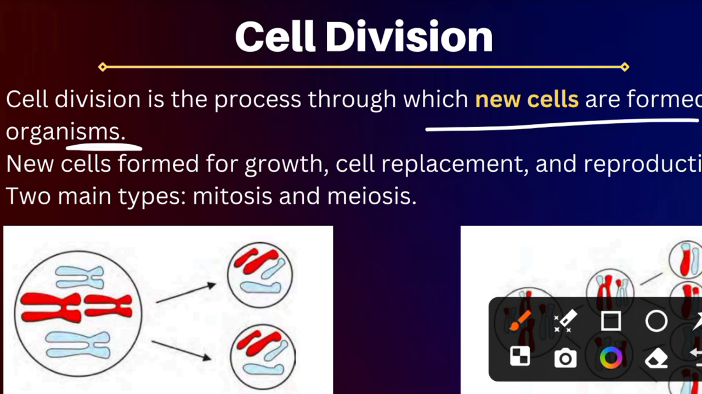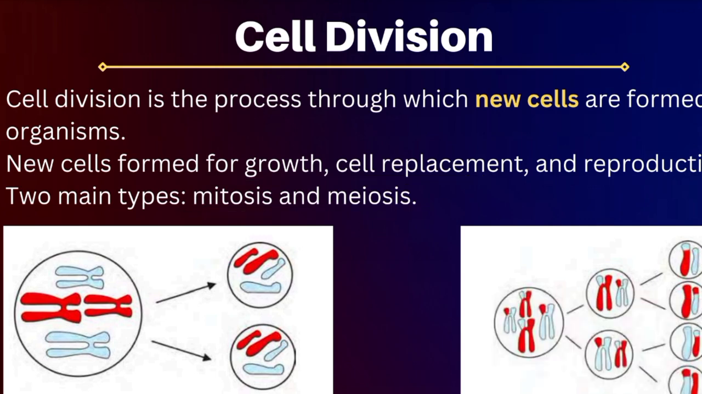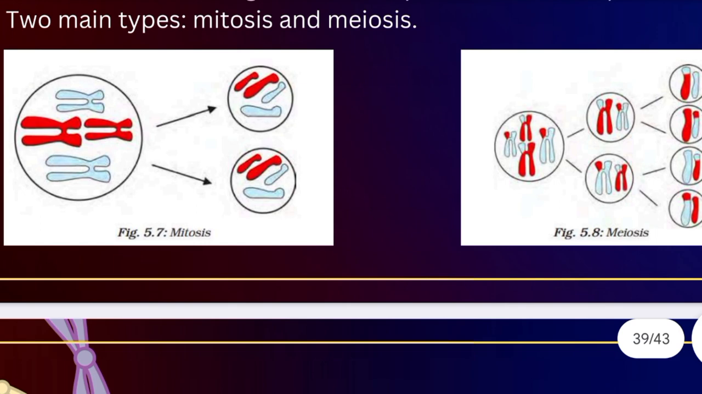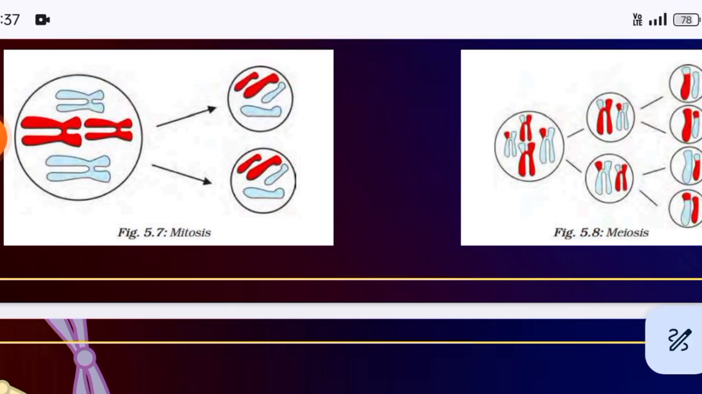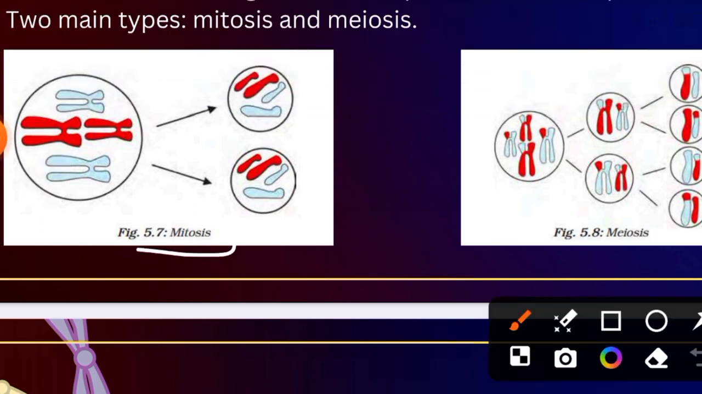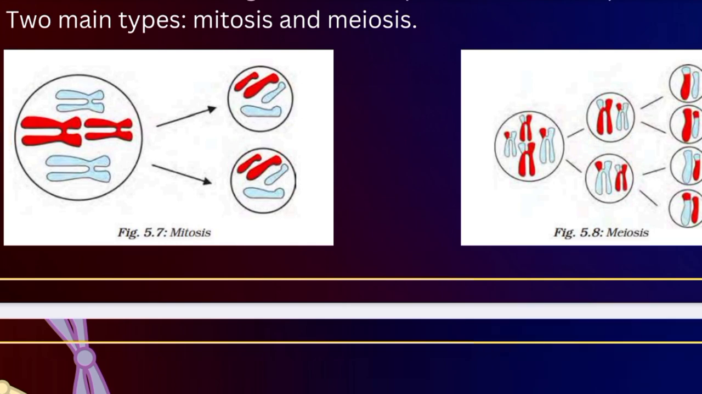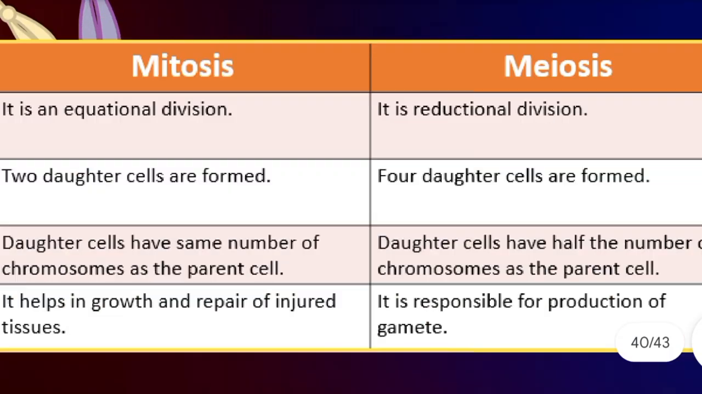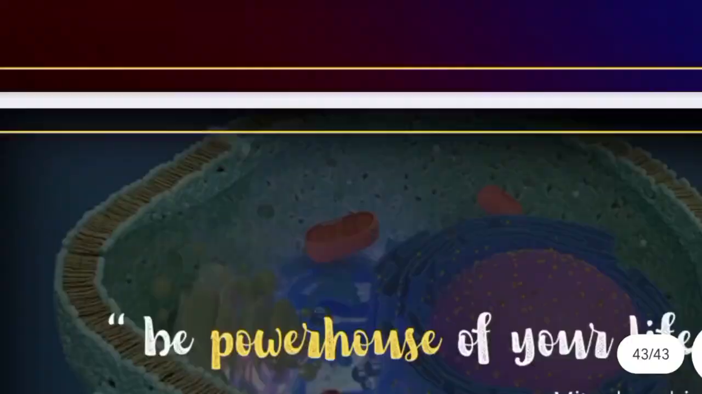Now there are two types of processes. Okay, first is meiosis and then mitosis. So see, new cells are formed for growth, cell replacement and reproduction. The two main types are mitosis and meiosis. Now see, first we have mitosis. This is mitosis and this is meiosis. What is the difference between them? Let us understand. So see, here is the differentiating table.